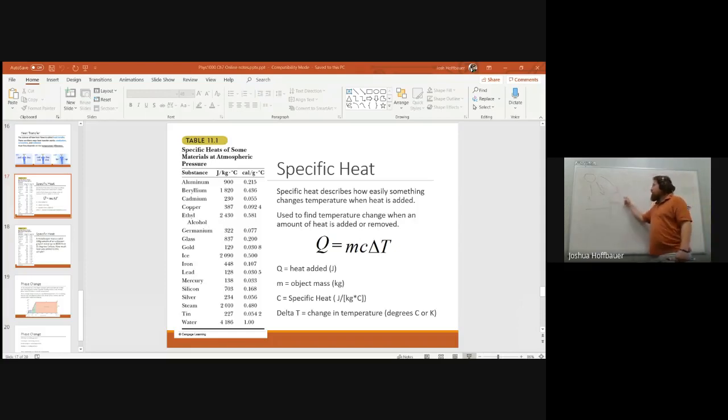So they are touching, they're trying to reach thermal equilibrium, but the temperature of the concrete has just increased so much faster than the grass that you notice that difference. So this is all due to specific heat of different materials.